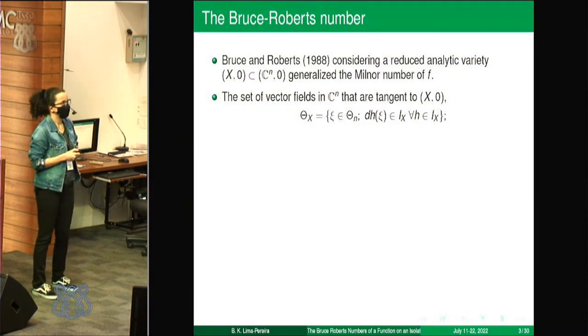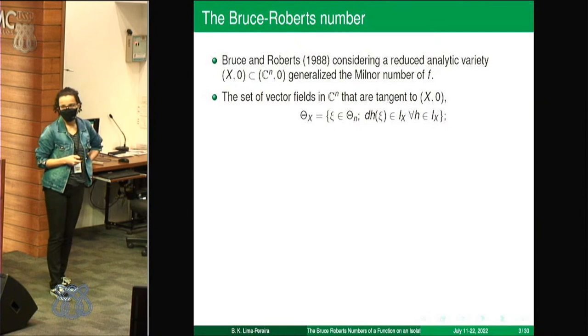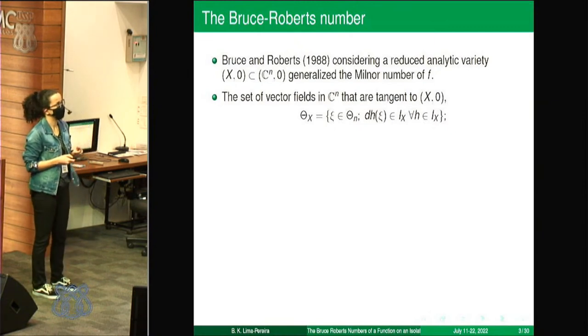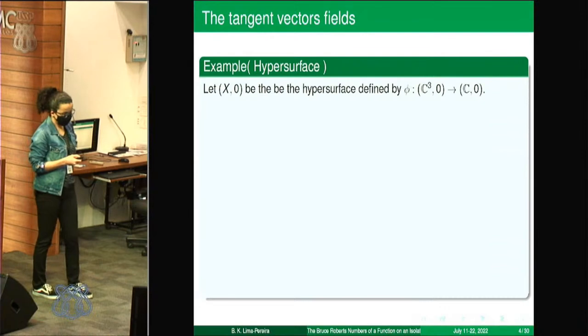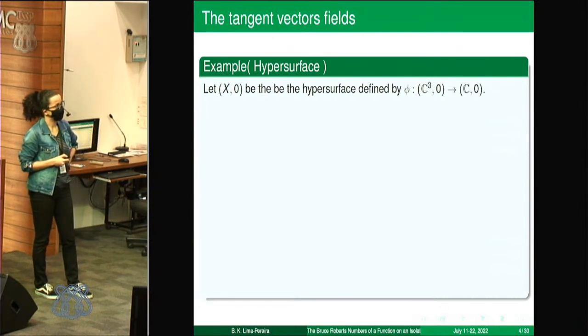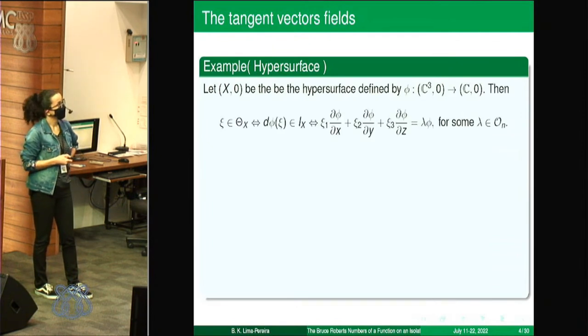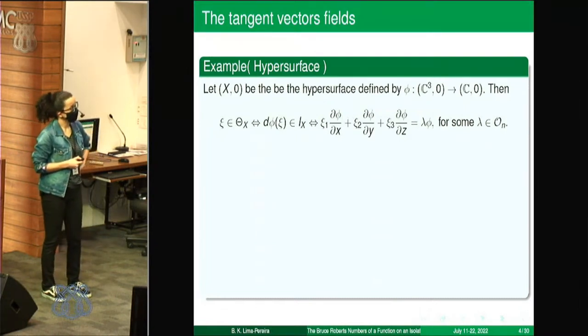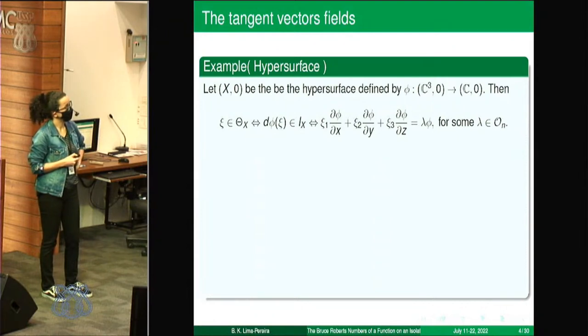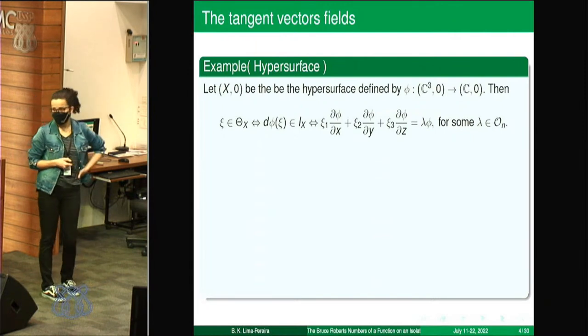To calculate this set is not so easy, and now I will present two examples. First, we consider X, the hypersurface determined by this function germ. And by definition, a vector field xi belongs to Theta_X if and only if it satisfies this condition. So we have this relation between the coordinates of the vector field and the function germ that defines the hypersurface.